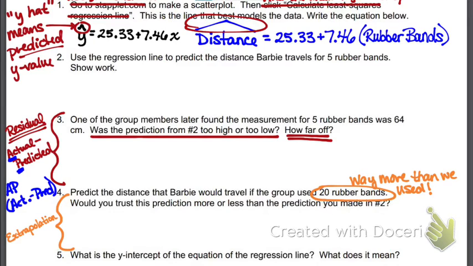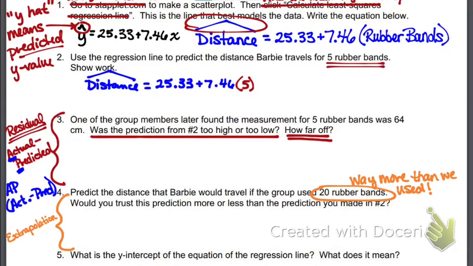All right, tell me how you got 62.63 for part 2. I just substituted number 5 into where x is and it says rubber bands. Yep, absolutely correct. If we want to predict the distance, we have 25.33 as our starting point, as our y-intercept, plus 7.46, and then we're going to substitute in 5 rubber bands. And we get 65.63.